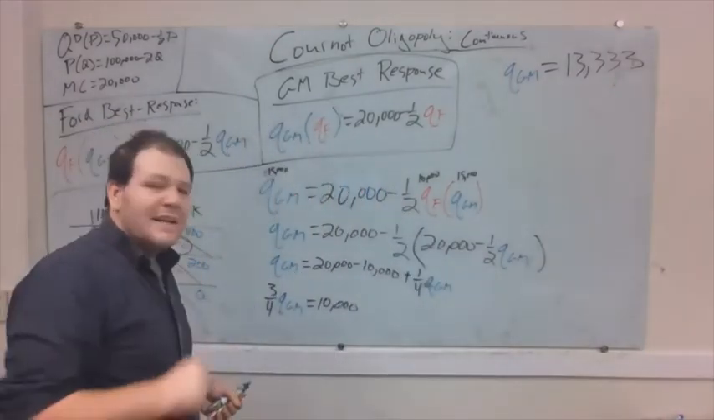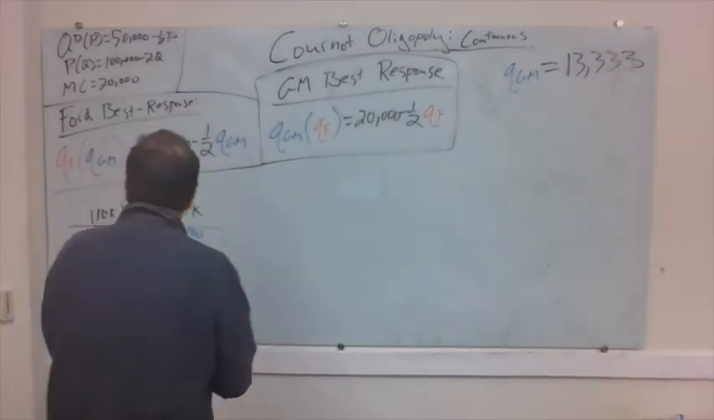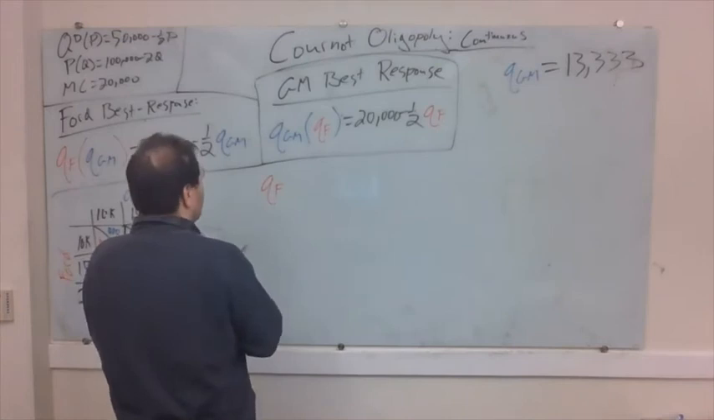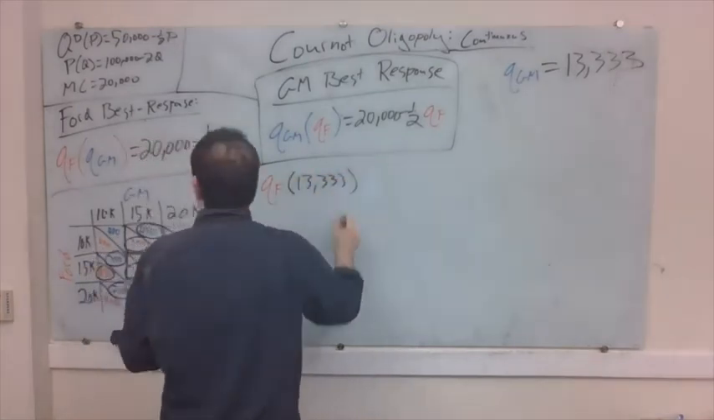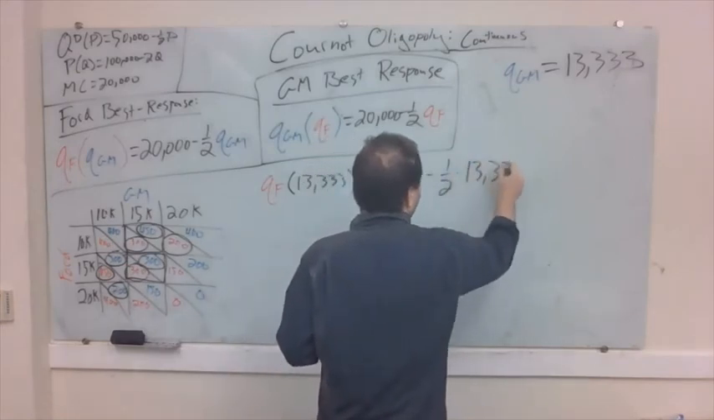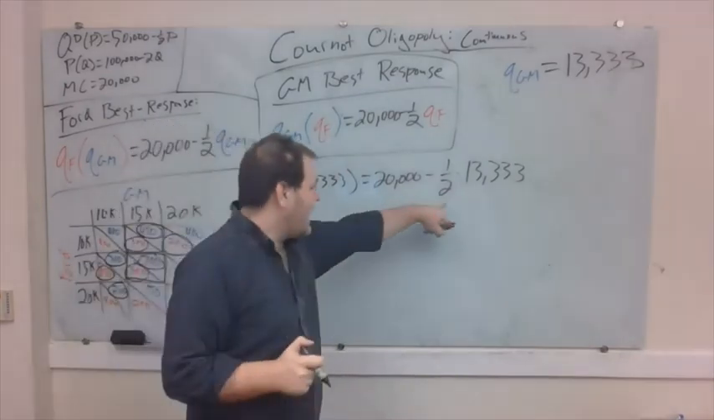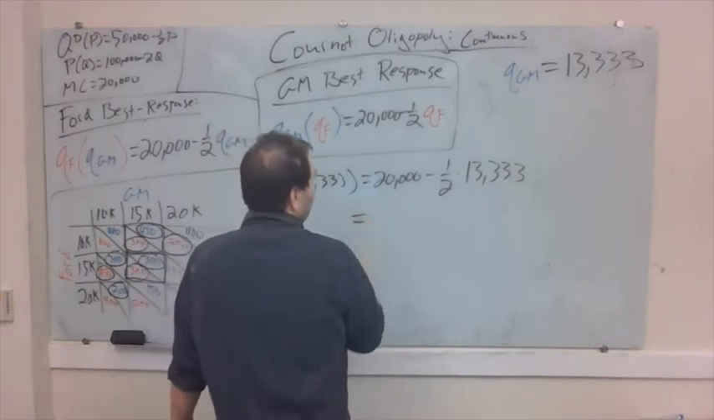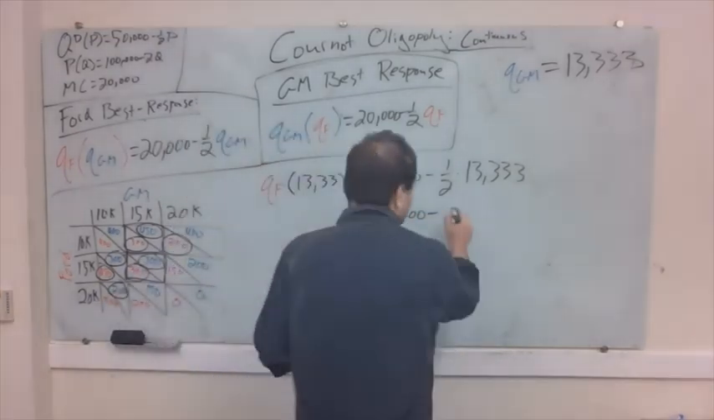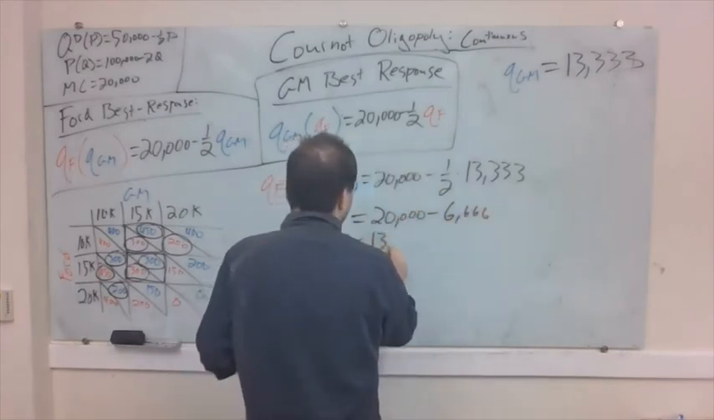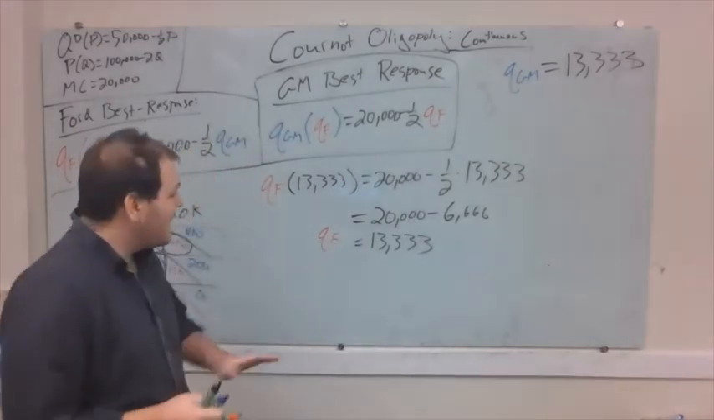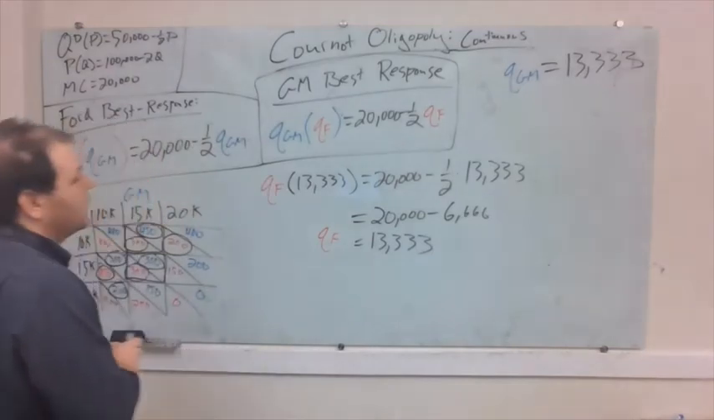So let's see if this makes sense. Let's see if this is right. So if General Motors made 13,333 trucks, then Ford would make QF of 13,333, which would be 20,000 minus 1/2 times 13,333. What's 20,000 minus 1/2 of 13,333? That's going to be 20,000 minus 6,666, which is going to be 13,333. So Ford will respond to GM making 13,000 trucks by making 13,000 trucks. What would GM do?